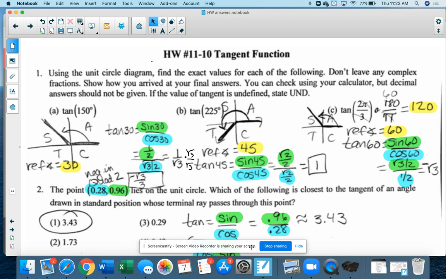Hi, Algebra 2. This is a video of the homework answers for Lesson 10. We're learning about the tangent function. So you should have tried these problems already, and these are just the solutions to them.